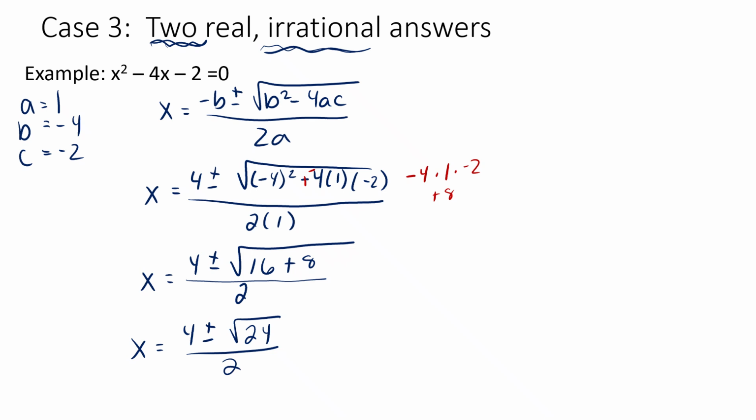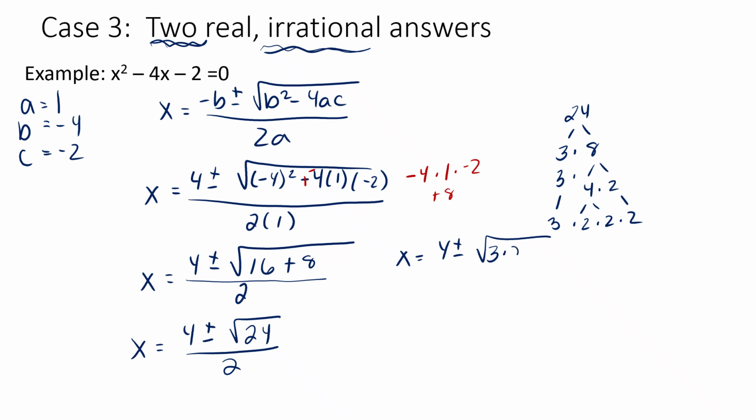Now, here we're going to have to engage some of our skills at simplifying square roots. So 24, you can factor that however you want. I'm going to factor it into 3 times 8, and 8 factors into 4 times 2, and 4 factors into 2 times 2. And so the prime factorization of 24 is 3 times 2 times 2 times 2. So we have 4 plus or minus the square root of 3 times 2 times 2 times 2 all over 2. And we are looking for perfect squares.